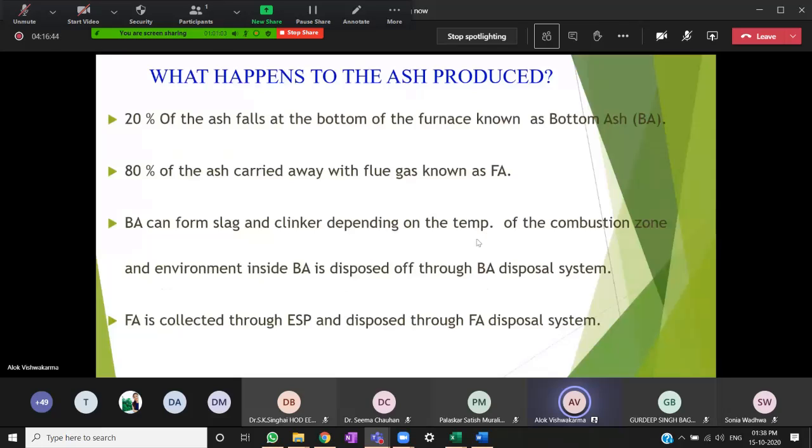So what I told, fly ash is collected through the electrostatic precipitator, and there is a fly ash disposal system. That is separate, and we will see it in the next class.